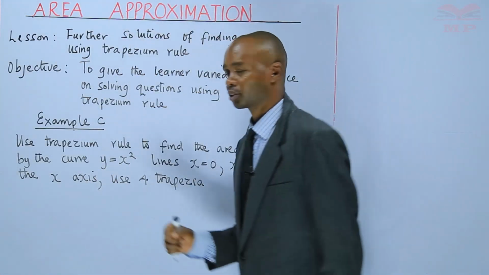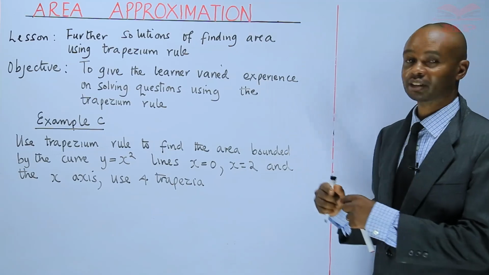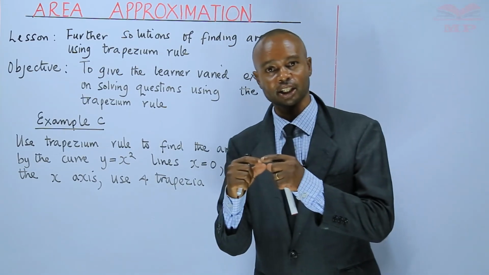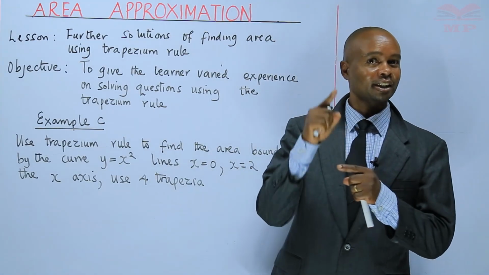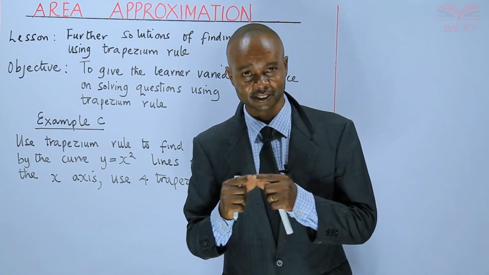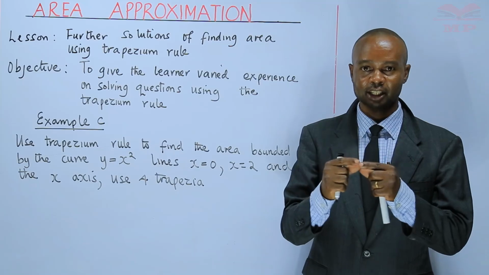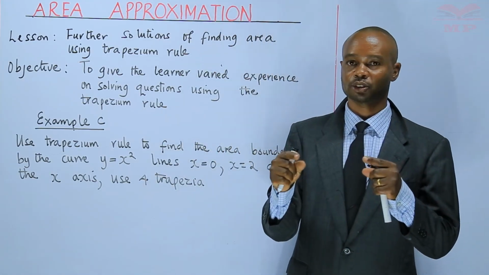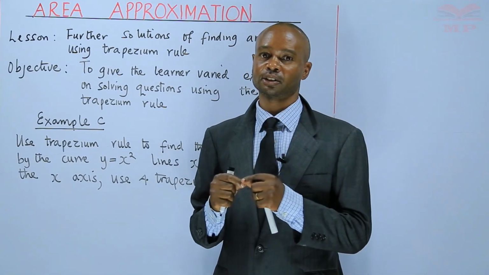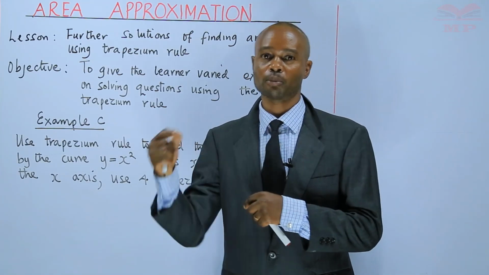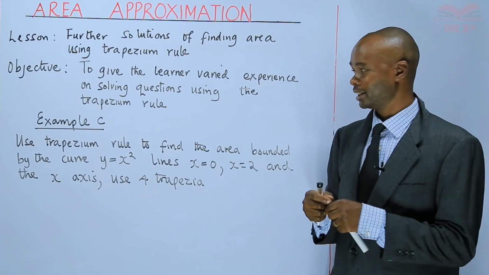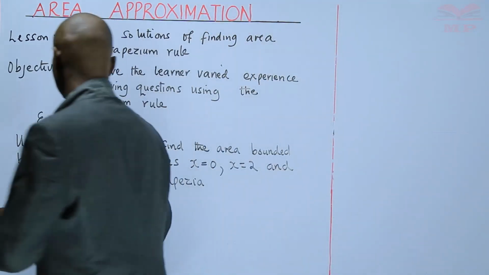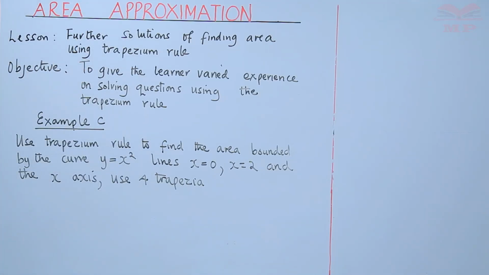So learner, in this question, we've had some experience of solving such questions. When you have 4 trapezia, it means you'll use 5 ordinates. If you use 3 trapezia, you'll use 4 ordinates. So the ordinates are one more than the trapezia themselves. So let's go to that business.